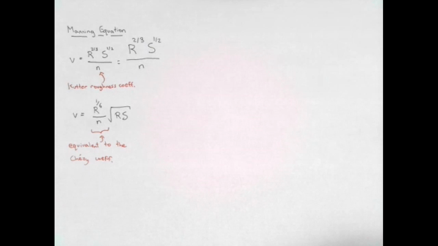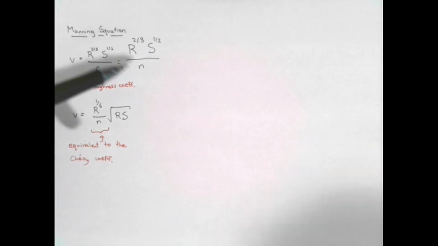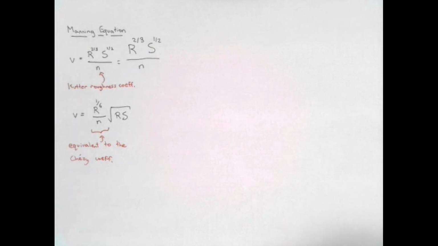However, Manning had a problem. He was an Irish engineer, so he used English units for his measurements. But Kutter was not Irish. Kutter was somewhere in Greater Europe. And therefore, Kutter used metric units to find all of his values for n. So when Manning wanted to publish his equation, if he wanted to publish in Ireland, he needed to use English units, but all of these values of n were actually in metric units.